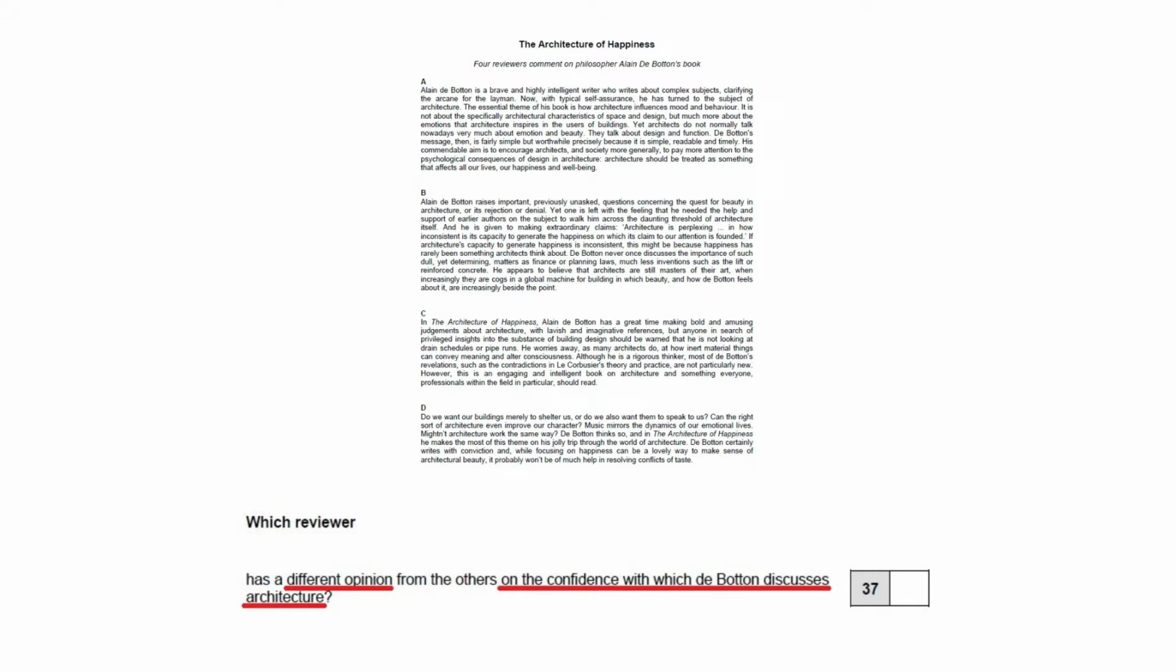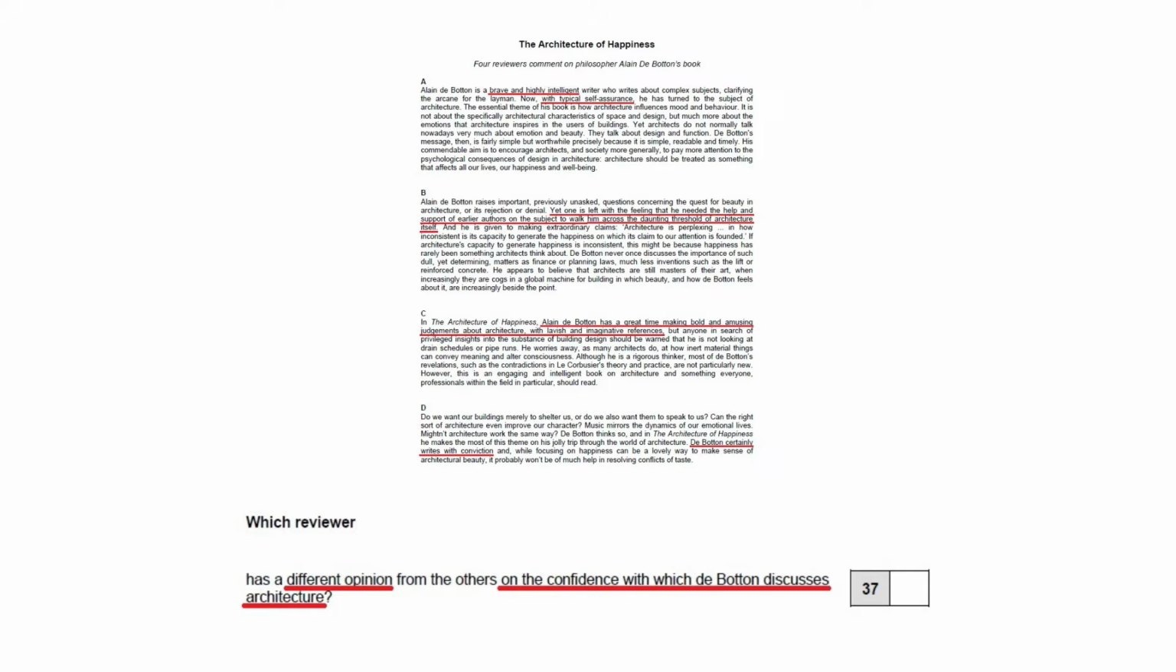Looking for clues for what the writers think about de Botton's level of confidence in his arguments, we get to the following. The underlined parts show what each reviewer thinks about what question 37 wants us to find out, and it is time for the next step in our foolproof process.